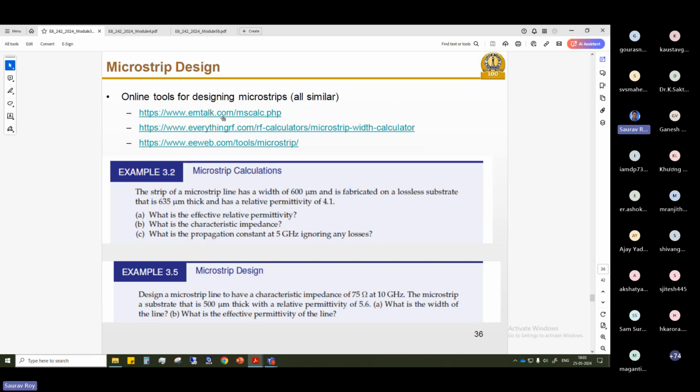So you can note these websites here, especially EM Talk, Everything RF and EE Wave. There you can just put in your values and calculate the impedance as well as the effective permittivity. And there is another website called Pasternack. I generally use that as well as EM Talk. They are very efficient. So you can look into these for microstrip line calculation. Okay, so this is the first portion, introduction to microstrip line.